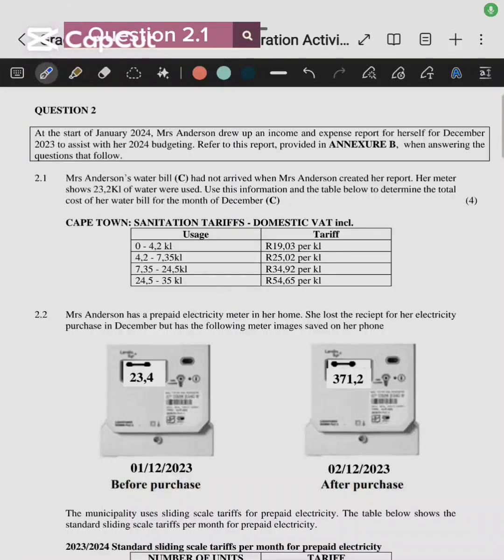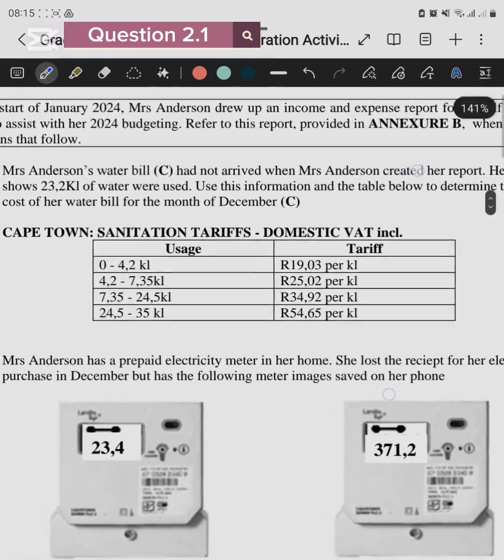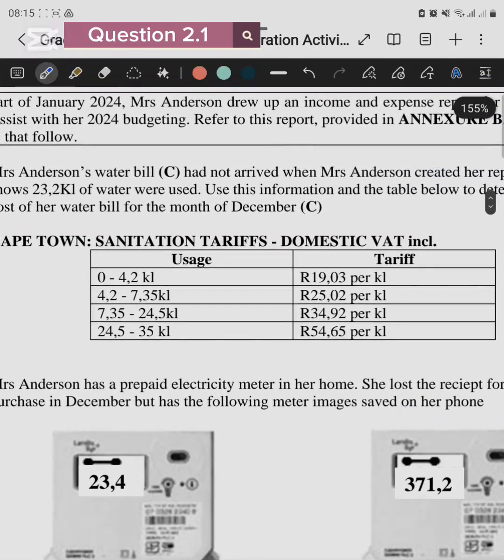Right, question 2. Question 2 here has a scenario about Mrs. Anderson's water and electricity usage. The first thing they want us to do is check the total cost of her water bill for the month of December. So we're going to go to our table. We need to do a total of 23,2 kiloliters of water.